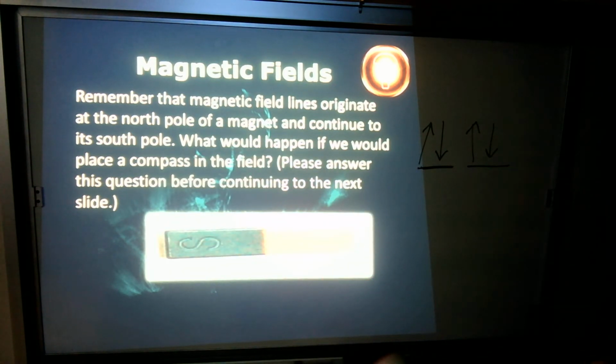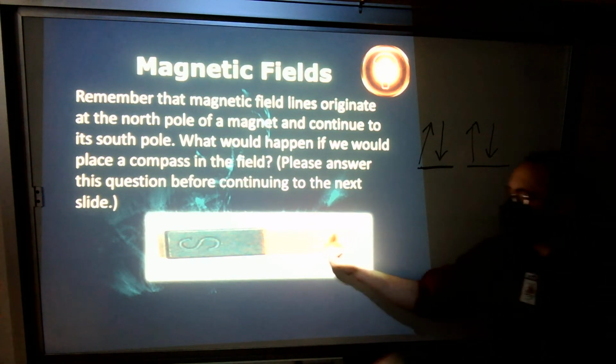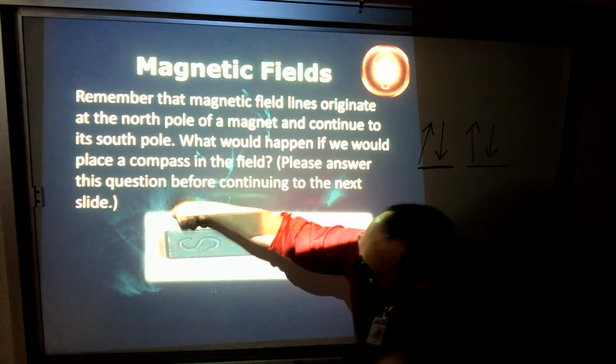So the question, it's a questionary thing. Make sure you answer it before we go on. What would happen if we place a compass in this magnetic field with these little lines that point this way?